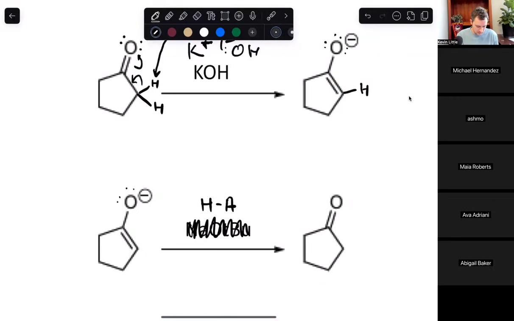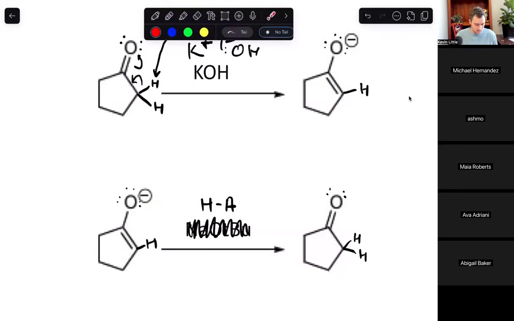I mean, we can see that this oxygen loses electrons, right? It goes from three lone pairs to two lone pairs. And we can see that this carbon gains a proton. So let's deal with the carbon gaining a proton first.